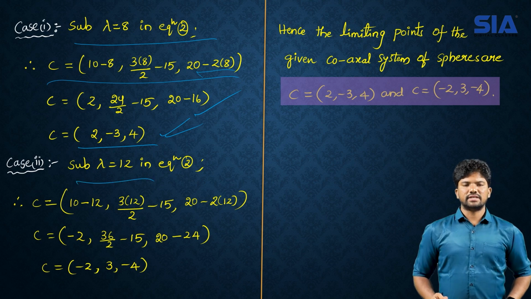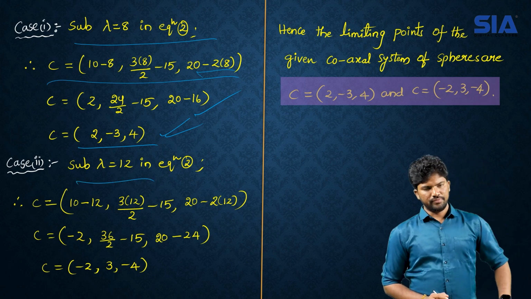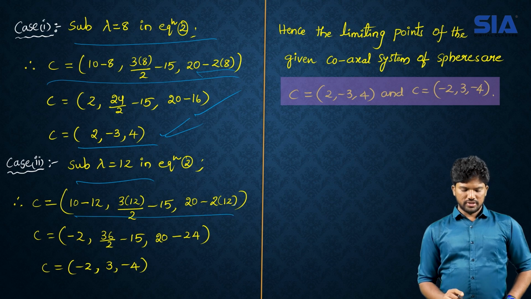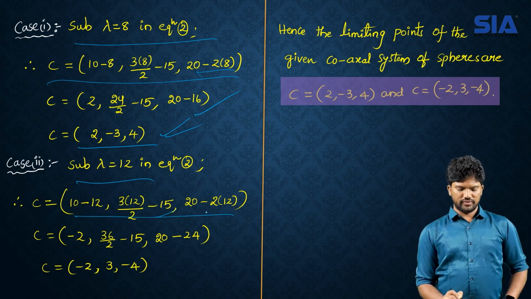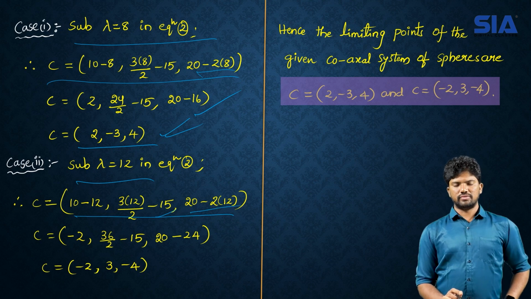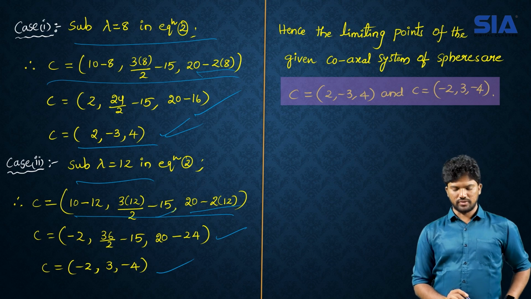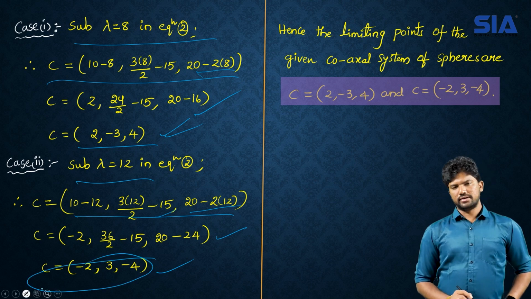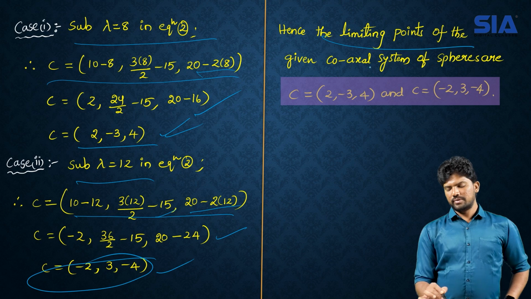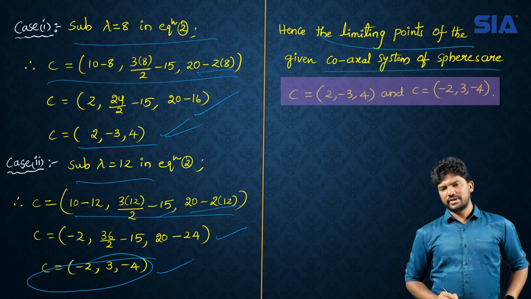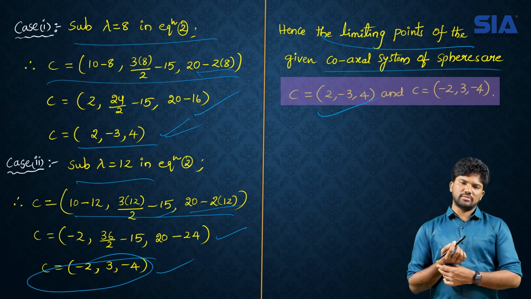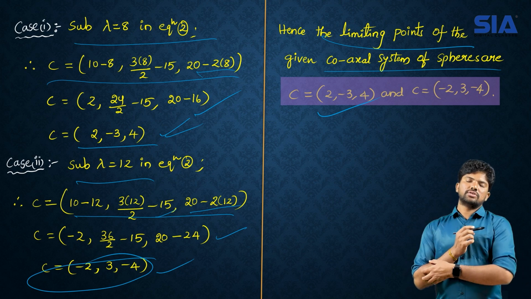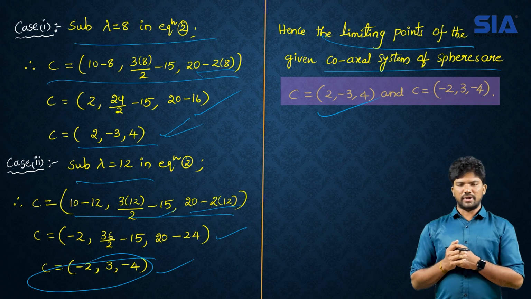Next substitute lambda is equal to 12 in equation number 2. So therefore C is equal to 10 minus 12, 3 into 12 by 2 minus 15, 20 minus 2 into 12. If you simplify them, we'll get minus 2, 3, minus 4. This is the second limiting point. So hence the limiting points of the coaxial system of the spheres are C is equal to 2, minus 3, 4 and C is equal to minus 2, 3, minus 4.